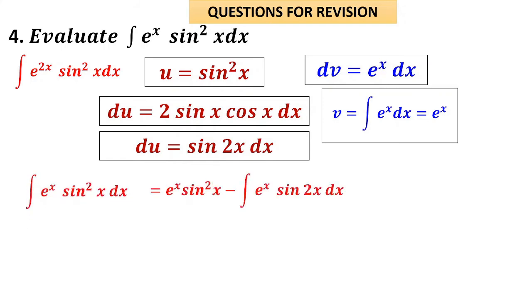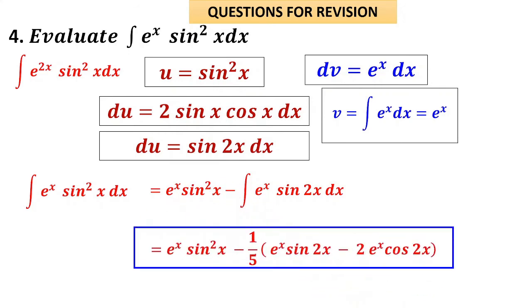What will be the problem now? u into v, e power x into sin square x, minus integral v du, e power x into sin 2x. Now remember, this e power x sin 2x already we have seen in the previous question, where we can directly substitute that answer here. But anyway, you have to do it separately in the exam. But as we already saw, I am directly taking the answer: minus 1 by 5 into e power x into sin 2x minus 2 into e power x into cos 2x. I have taken it directly from the previous step.